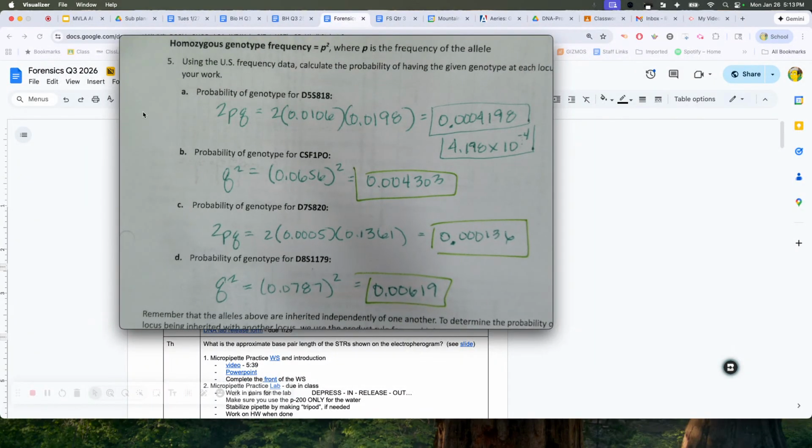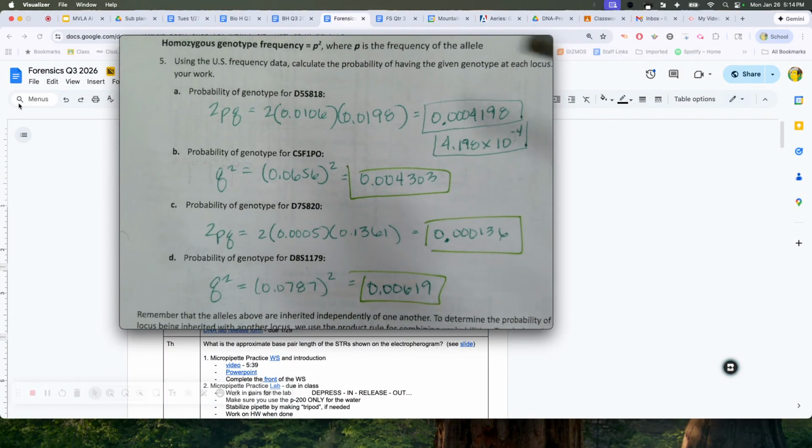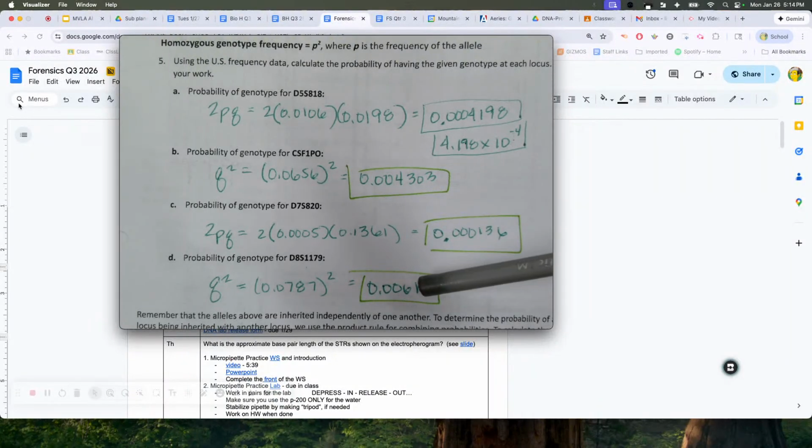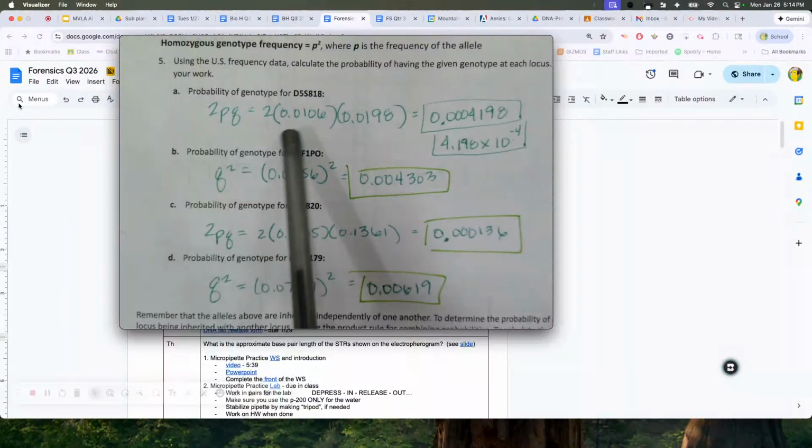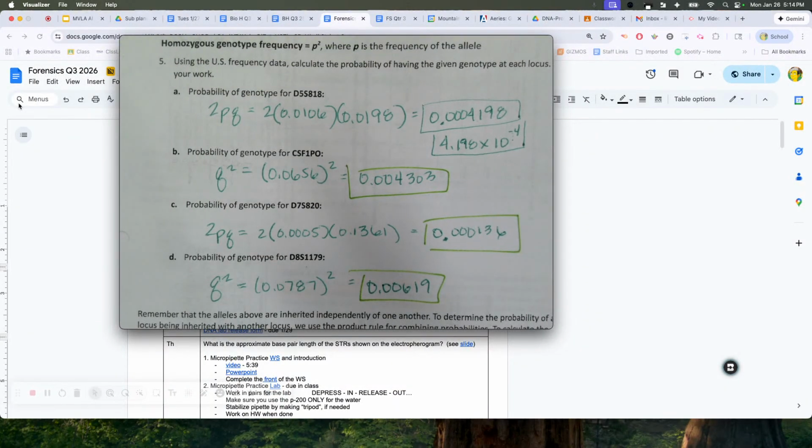Now, this is where we need to continue. We are going to assume that each one of these genotypes are totally independent of each other. What you have at this locus has no bearing on what you would inherit on this other locus because they're on different chromosomes, so it would make sense that they're not connected. So once we have the probability of each locus, we can say, well, what are the chances to have all of these repeats? And that's the product rule.